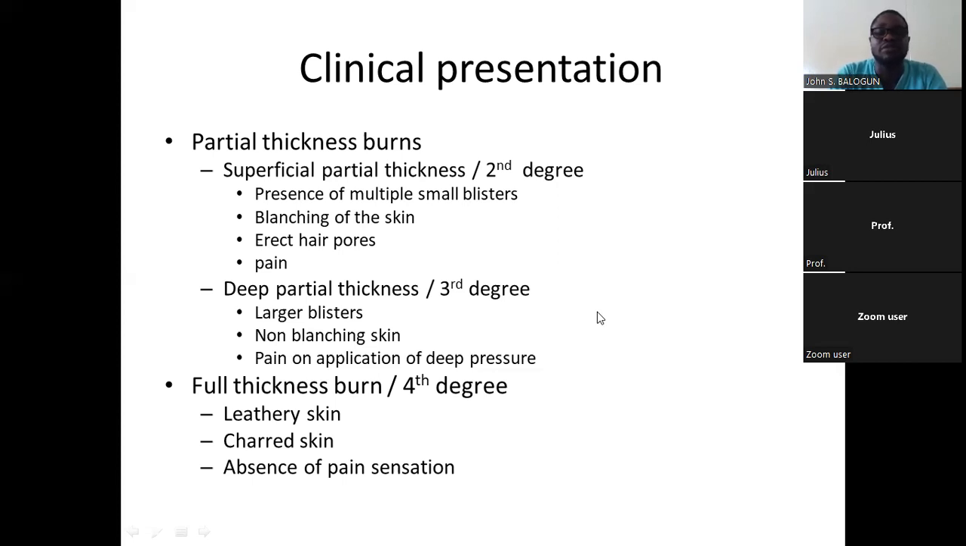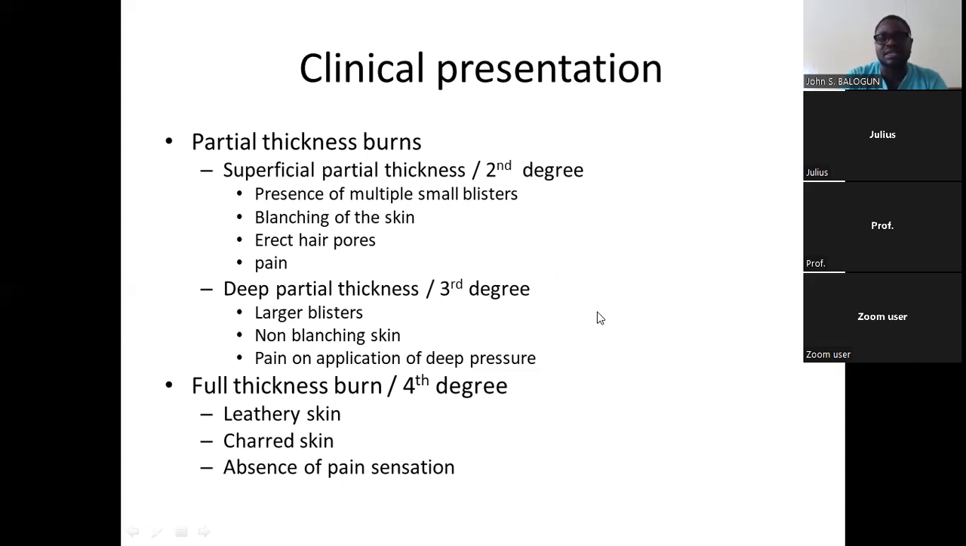However, for the purpose of the exam, now superficial partial thickness burn, how will you differentiate that? The blisters are multiple and they are small. When you see small multiple blisters, it's classical for superficial partial thickness burn. Then the skin, again, when you look at it, you see that the hair pores are standing, they're erect. Then once you rupture those blisters and you look at the skin, you apply pressure on it, it blanches.